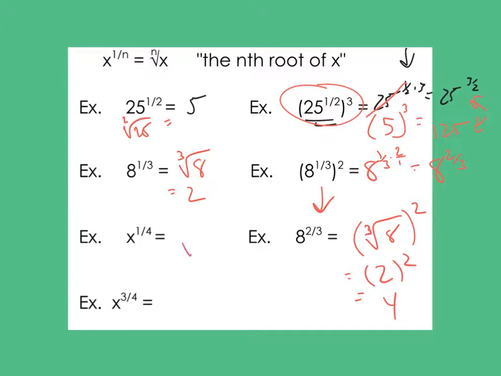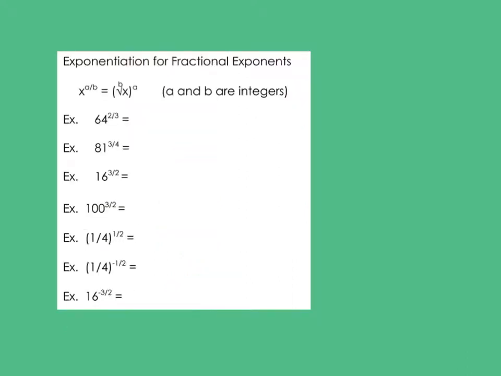X to the 1/4 would be the 4th root of x. And x to the 3/4, again, this is that index, so the 4 goes out here, x to the 3rd goes in here. Okay. It's a great word, exponentiation, for fractional exponents. Okay, so we're just trying to tease back and forth. So how can we take that fractional exponent and write it as a radical that's raised to an exponent that I recognize? Okay, so this is going to be, right, the denominator is your index. That's the key piece.